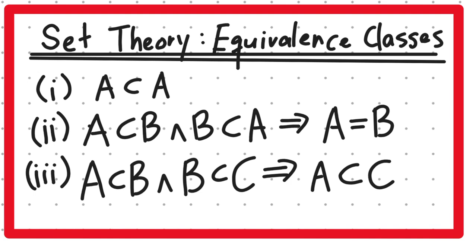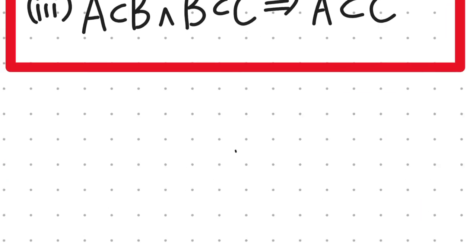In this video, we're going to talk about set theory called equivalence classes, saying that if we have a set A, that the set A is a subset of A. And the second one says that if we have a subset A in B and a subset B in A, that A should be B. And the third one is if A is a subset of B and if B is a subset of C, then A is a subset of C. Okay, let's just dive right in, since it's not that hard to just show the proof.